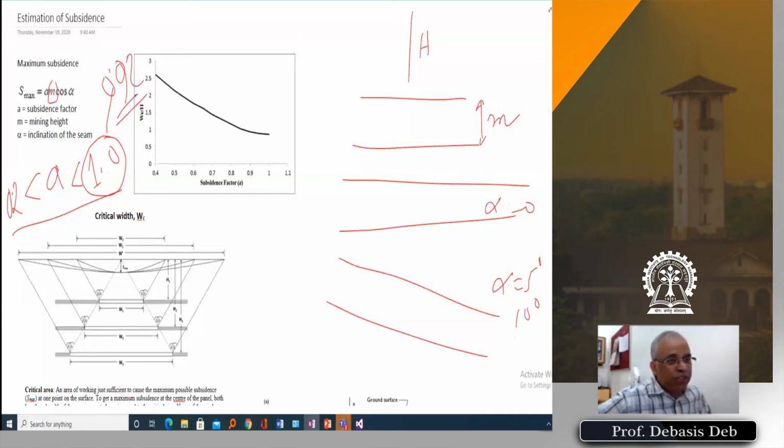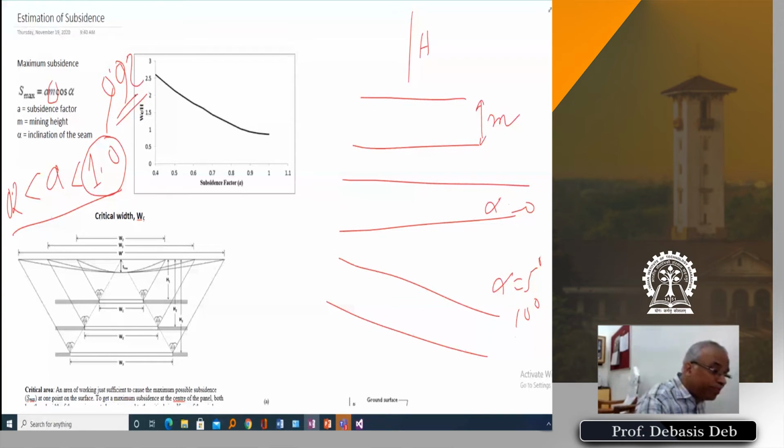And if the depth is shallow, let's say less than 100 meters or so, this A factor will be very high, close to 1 basically. Definitely you can understand if you are mining 50 meters below and if you are mining 500 meters below, the subsidence factor will be definitely different. So the 500 meters will show very less.